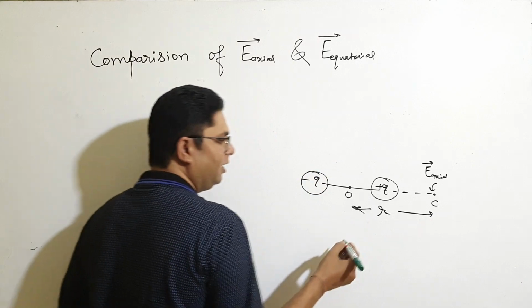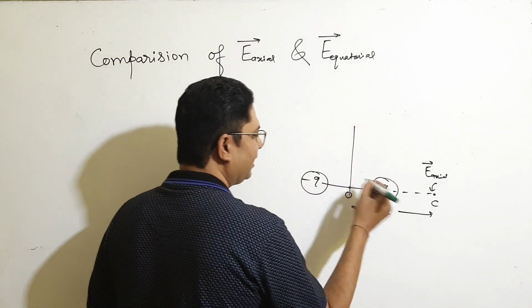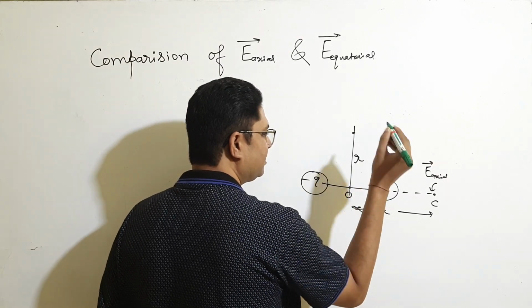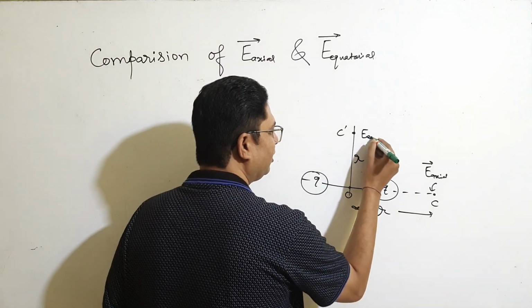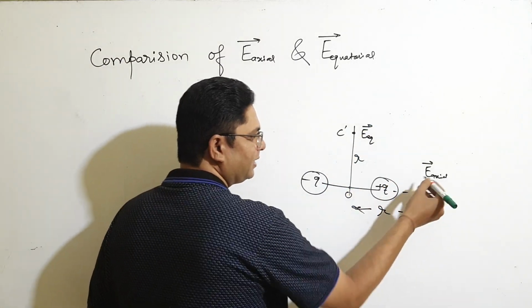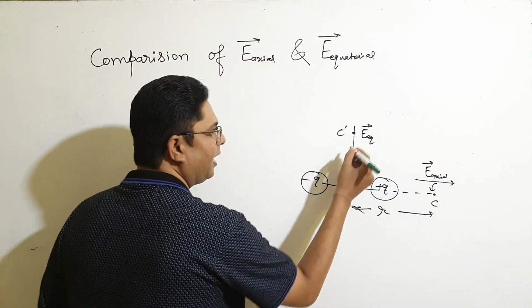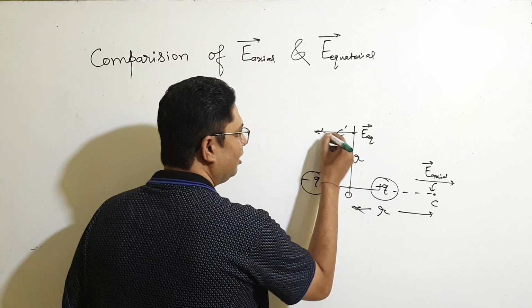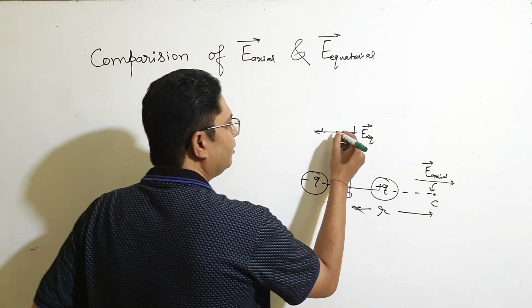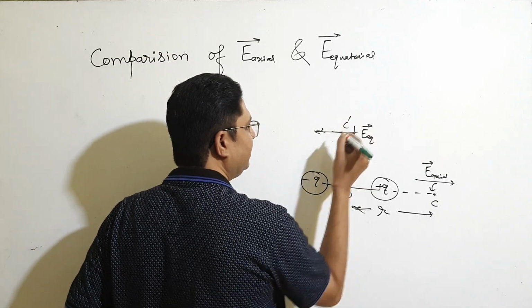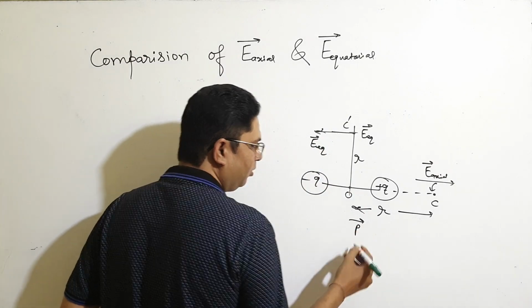In the same way, you take the bisector line from the midpoint, then at a distance r, it is point C dash, here it is E equatorial. So E axial is along the direction of dipole moment and E equatorial is along the opposite direction of dipole moment. This is point C dash, so this is E equatorial and here p is the dipole moment.